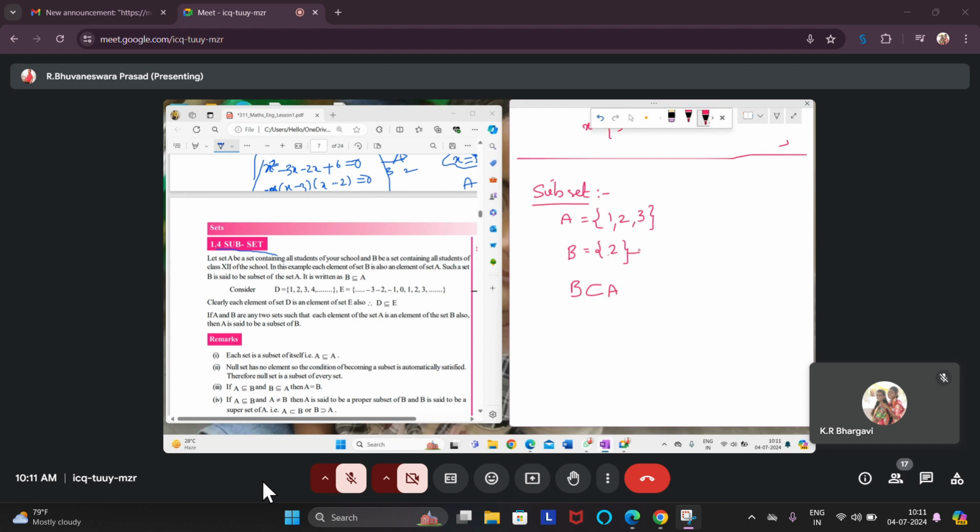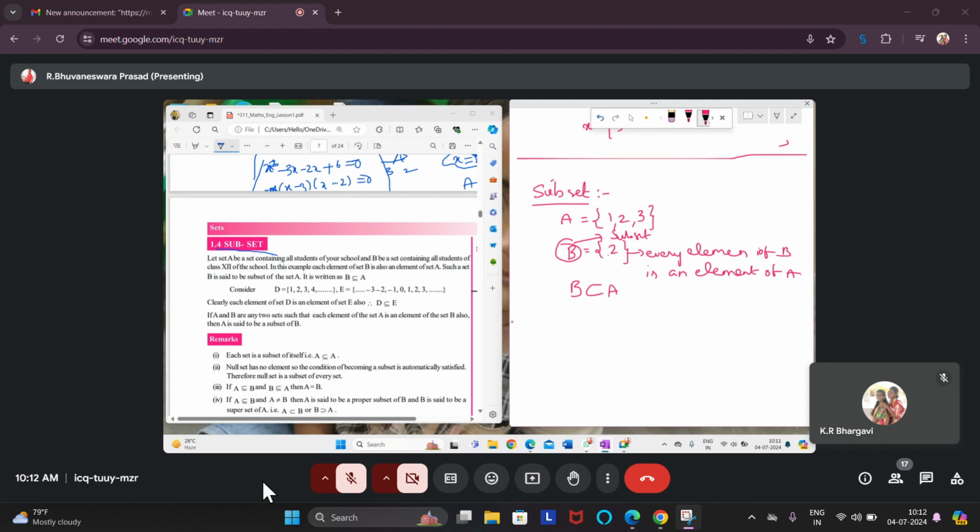If every element of B is an element of A, then this set B is called a subset of A. That is the subset definition, right?